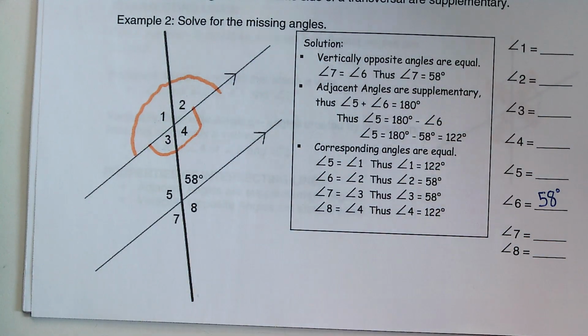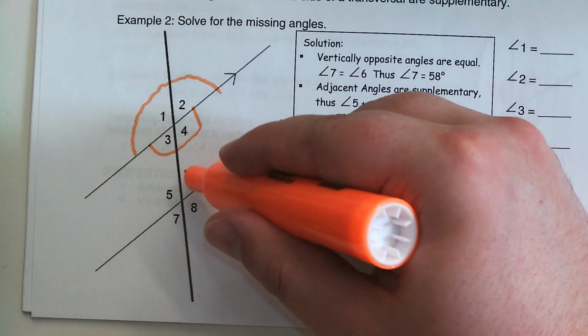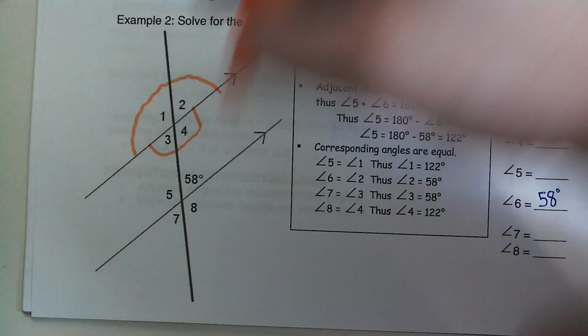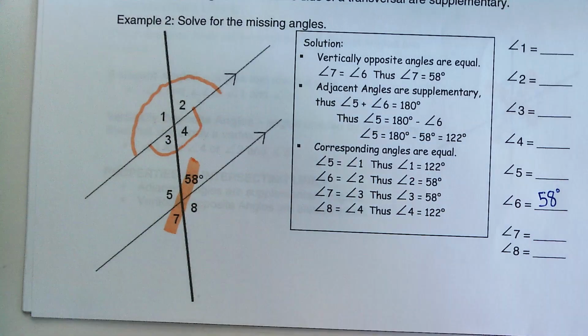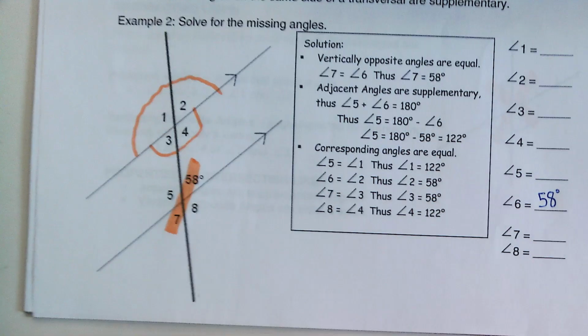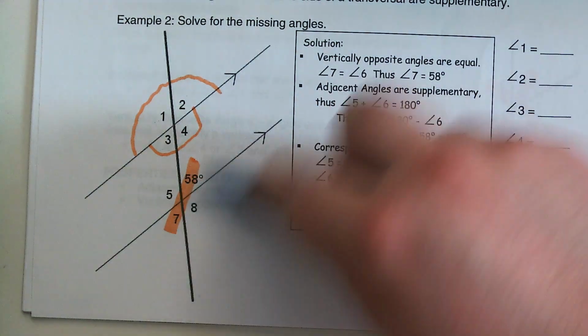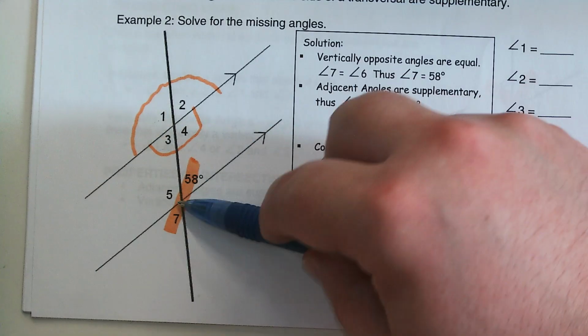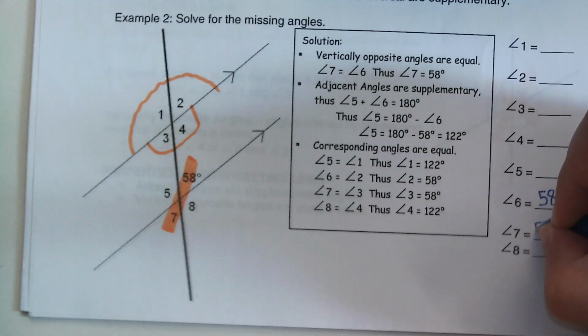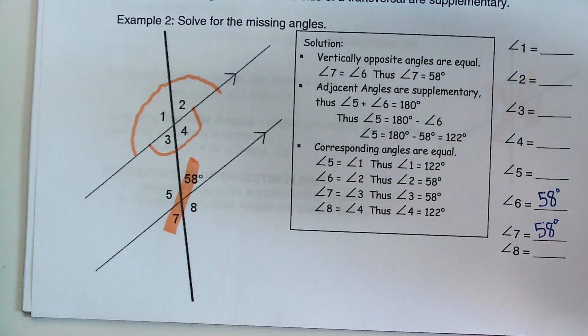Okay, so for example, angle number 6, which is 58, and angle number 7 are vertically opposite, which we talked about in the previous lesson. Vertically opposite means they are across from each other. When they are across from each other like that, they are going to be equal to each other. So angle number 7 is also 58.